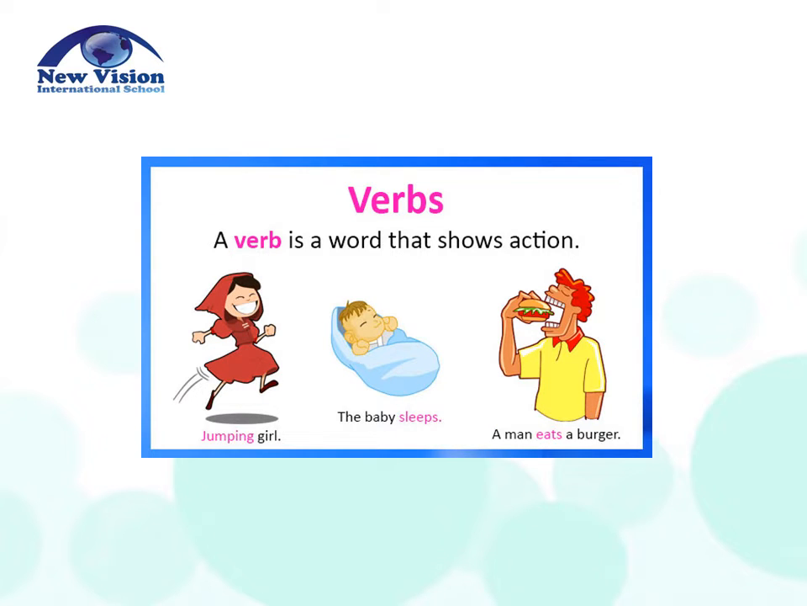Okay, let's talk more about verbs. What's a verb? Is it a noun? Is it a name of something? No, not at all. A verb is a word that shows action. Look at the first picture. Jumping girl. The girl is jumping. Jumping here, what is it? A verb? Yes. The baby sleeps. The word sleeps is a verb. It shows action. A man eats a burger. Eats is a verb because it shows action.